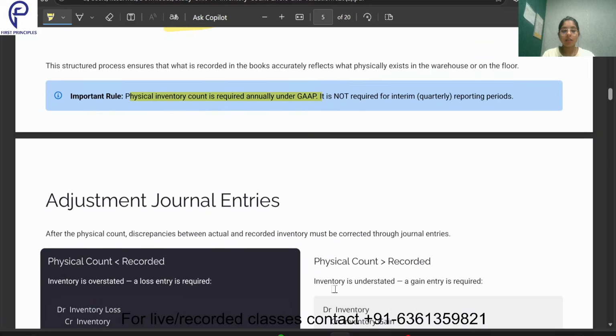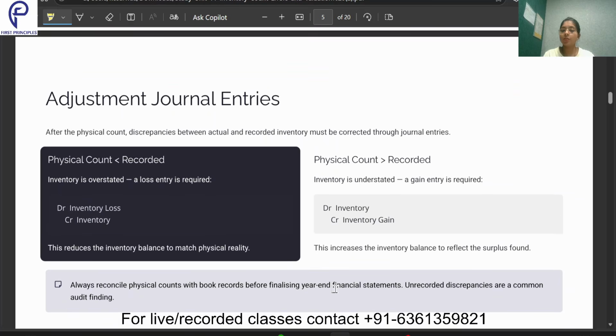Now, coming to the adjustment journal entries. What should be the journal entries when we are adjusting our records? Suppose my physical count is 100 and the recorded one is 120. My recorded one is 120. That means the one which is actually there in the warehouse is lower than what is recorded on my balance sheet. Inventory is overstated. So what is happening? That is, we have an inventory loss because the actual inventory is not that much.